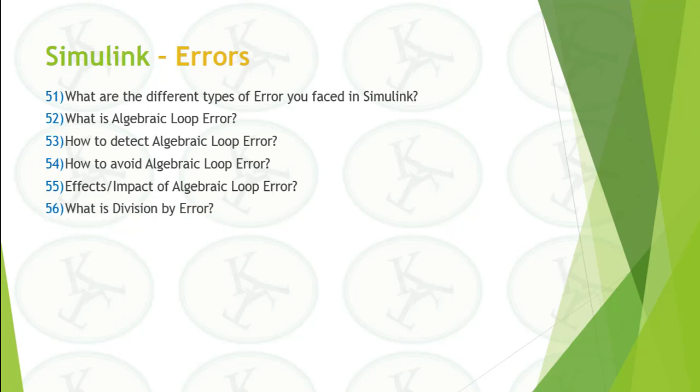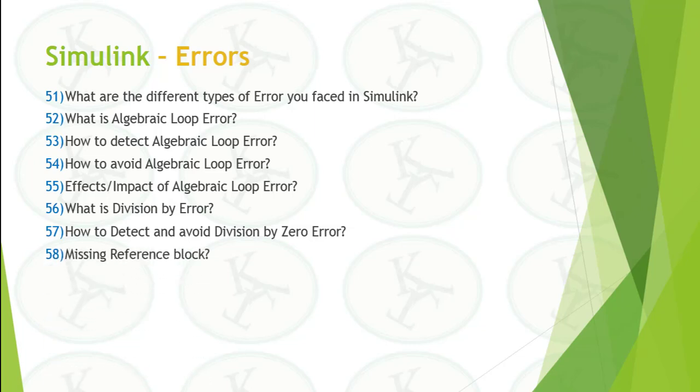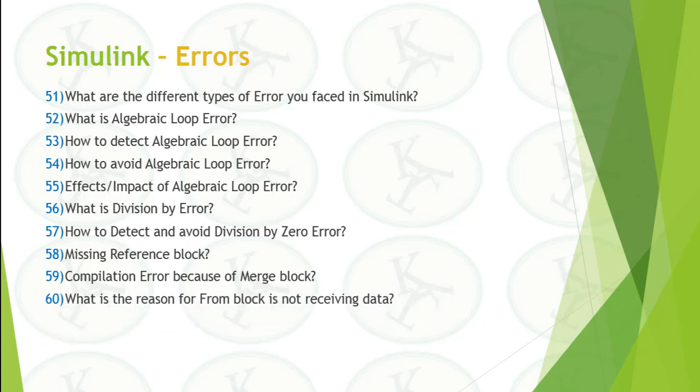What is division by zero error? How to detect and avoid division by zero error? Explain about missing reference block error. Explain about compilation error because of merge block. What will be the reason for from block is not receiving data?